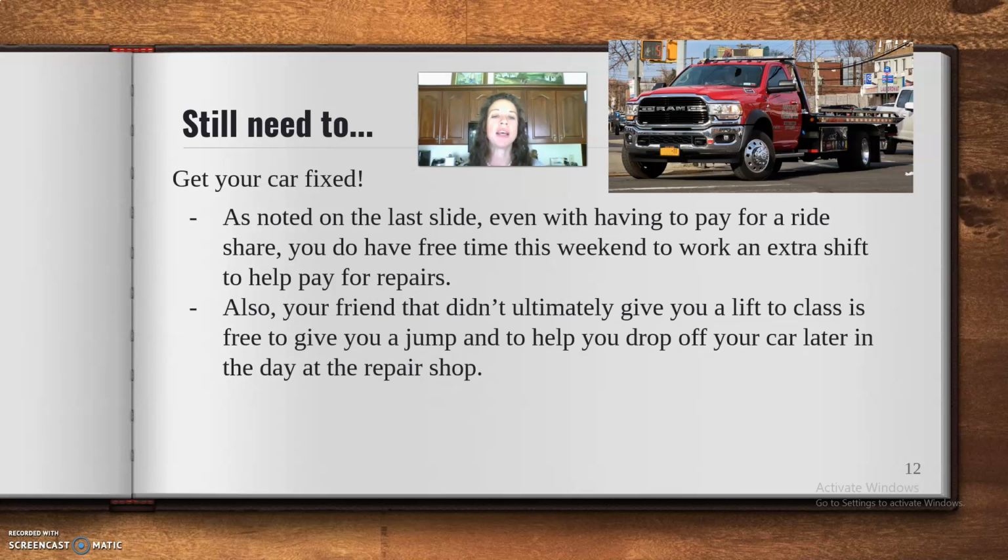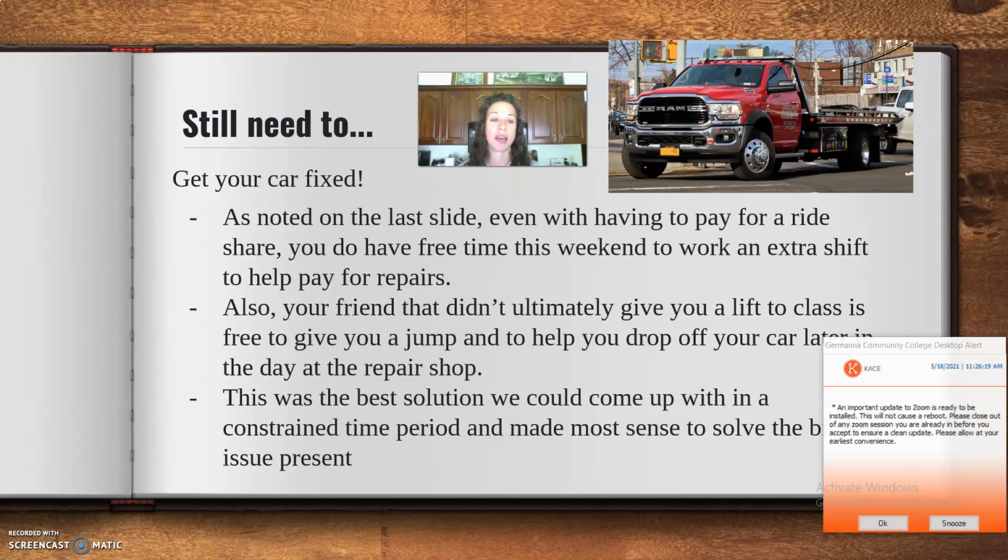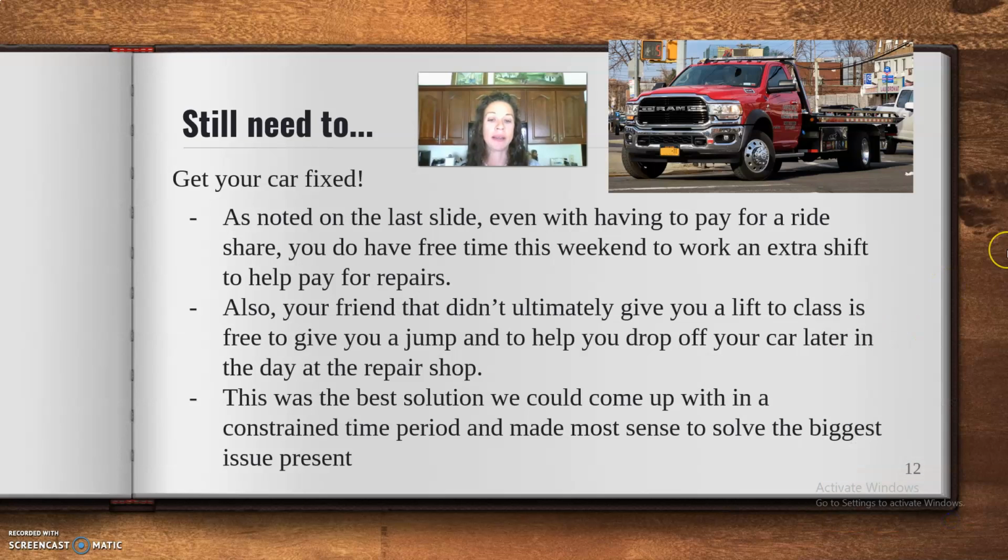Also, your friend, they didn't give you a lift to class, but they can still come over and give you a jump, maybe get the car started, and then maybe they can follow you to the mechanic, give you a ride home. So you can still utilize that friend, right? That solution is still viable, just in a different way here. This is honestly the best solution that we could come up with in a time constrained period, and it made the most sense to solve the biggest issue present.